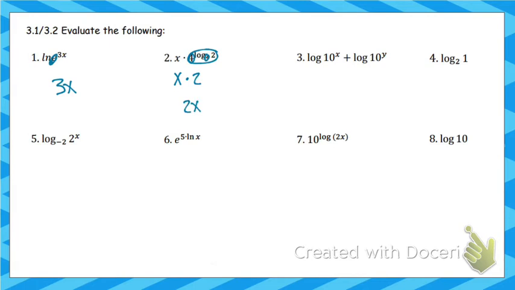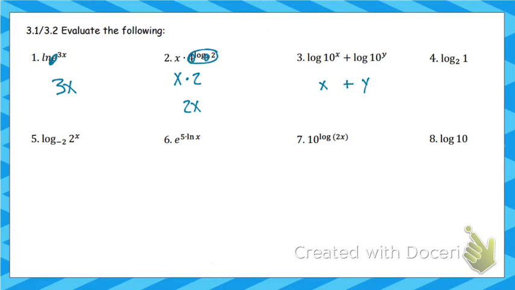Again, that same property, you've got the base and the argument match. So this first one over here is just x. The second one uses the same property, the 10 and the 10 match. So that one is just y. So your final answer is x plus y.